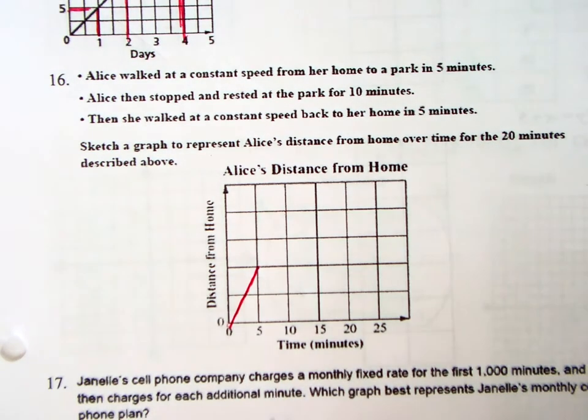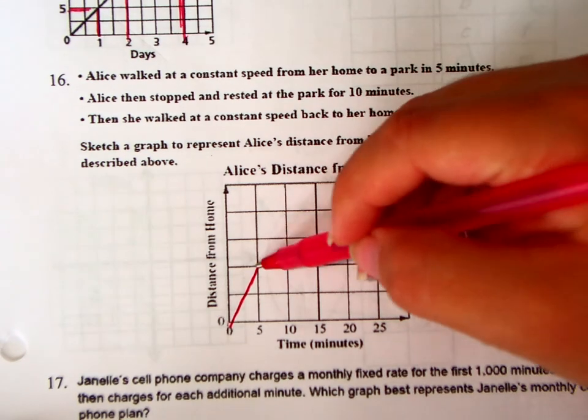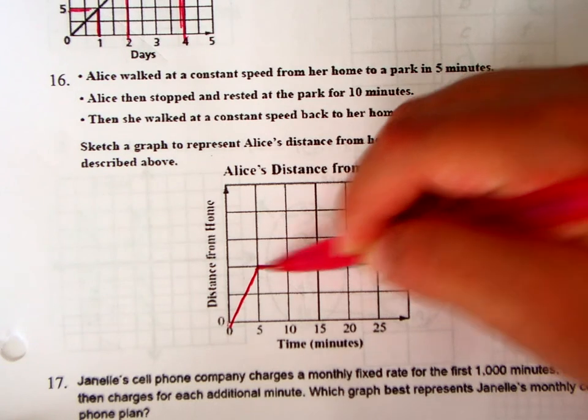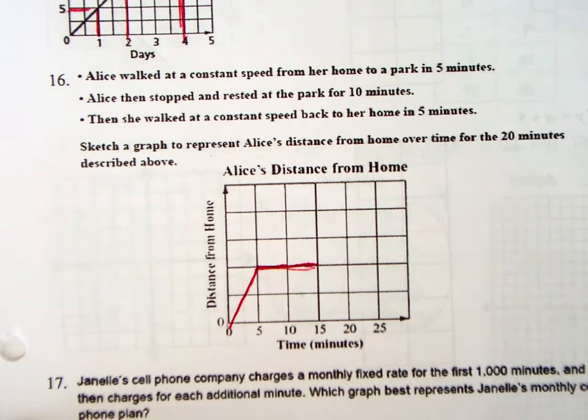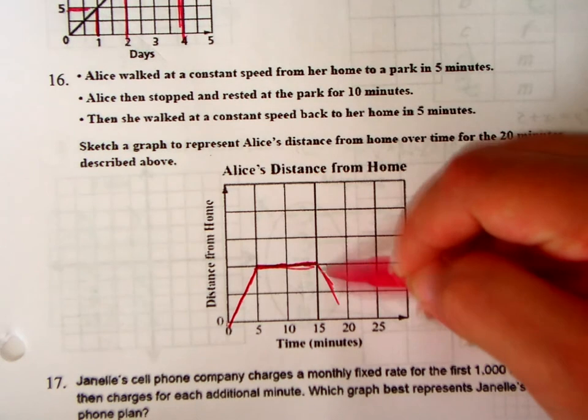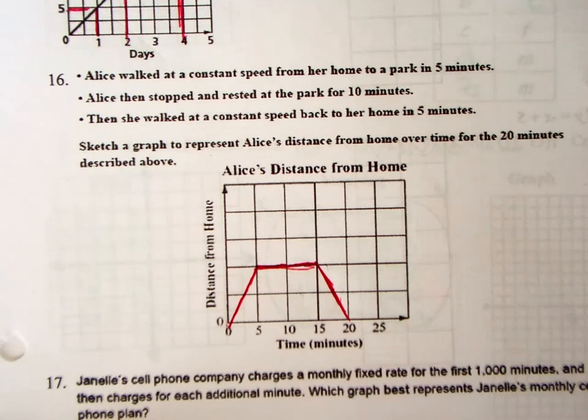Then Alice stopped and rested at the park for 10 minutes. So here's 5 minutes, here's 10 minutes. So now we're at 15 minutes total. The last part is she walked at a constant speed back to her home in 5 minutes. So what's the line going to do now? It's going to be decreasing. Good. And we're going to stop at 20. Good. Last 2 problems.